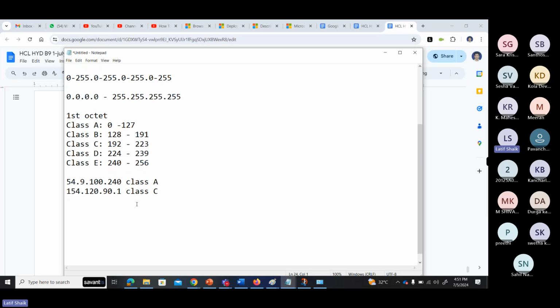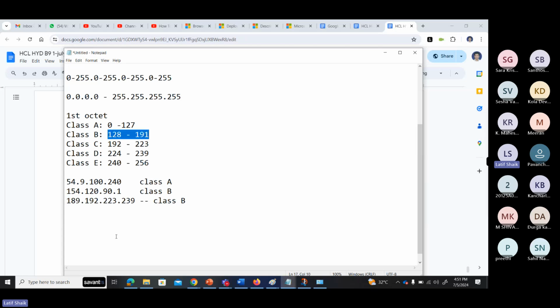We'll take another one: 189.192.223.239. Now can you tell me? Class B. Yes, very good. Whatever I've written, don't worry about it. See only the first octet. Always check the first octet and which range it is in. The range 128 to 191 includes 189, so it is in this range. It is Class B only.